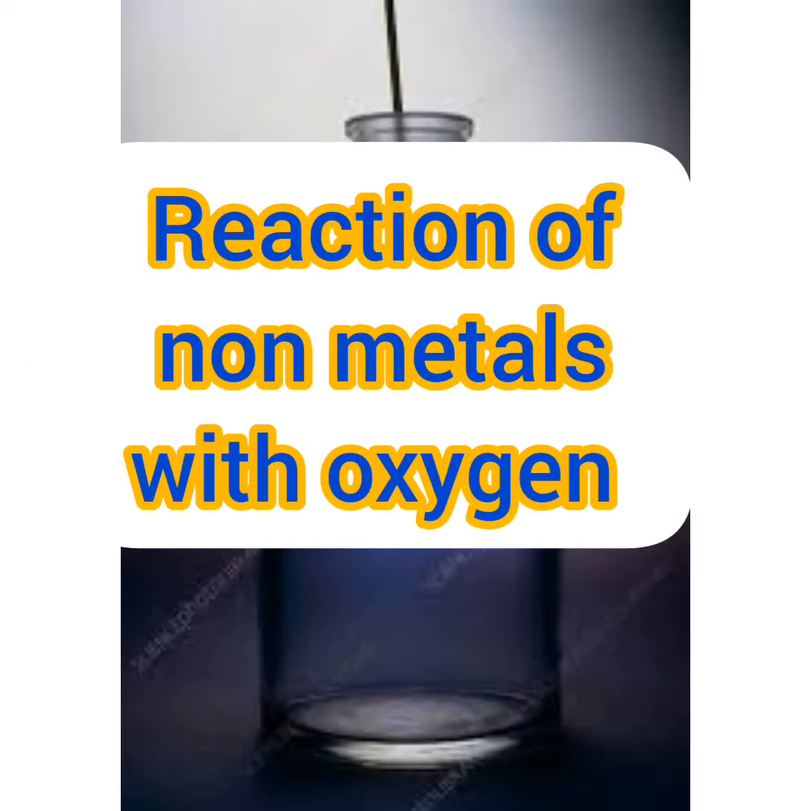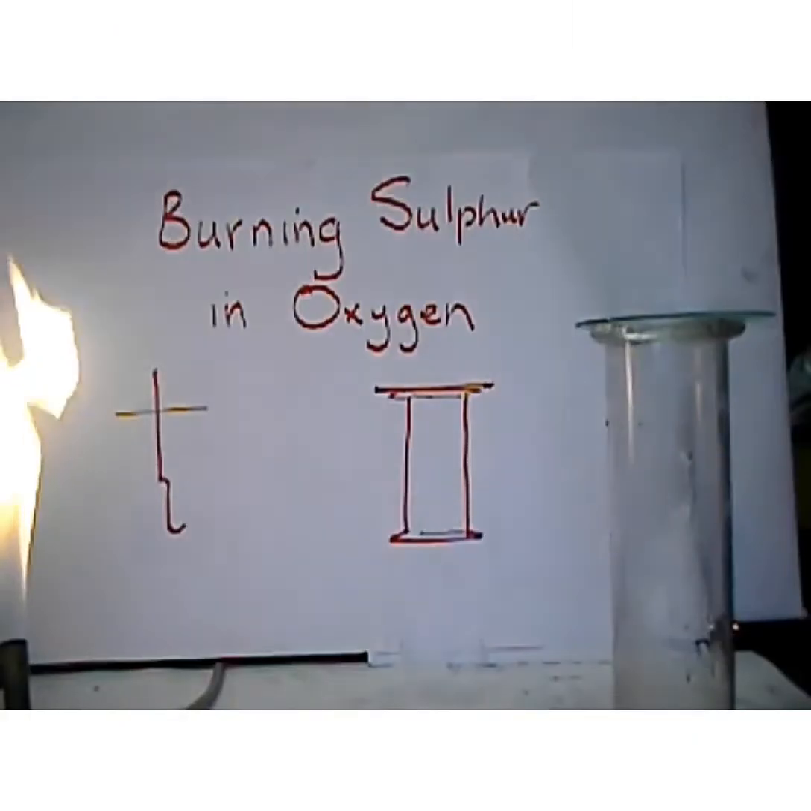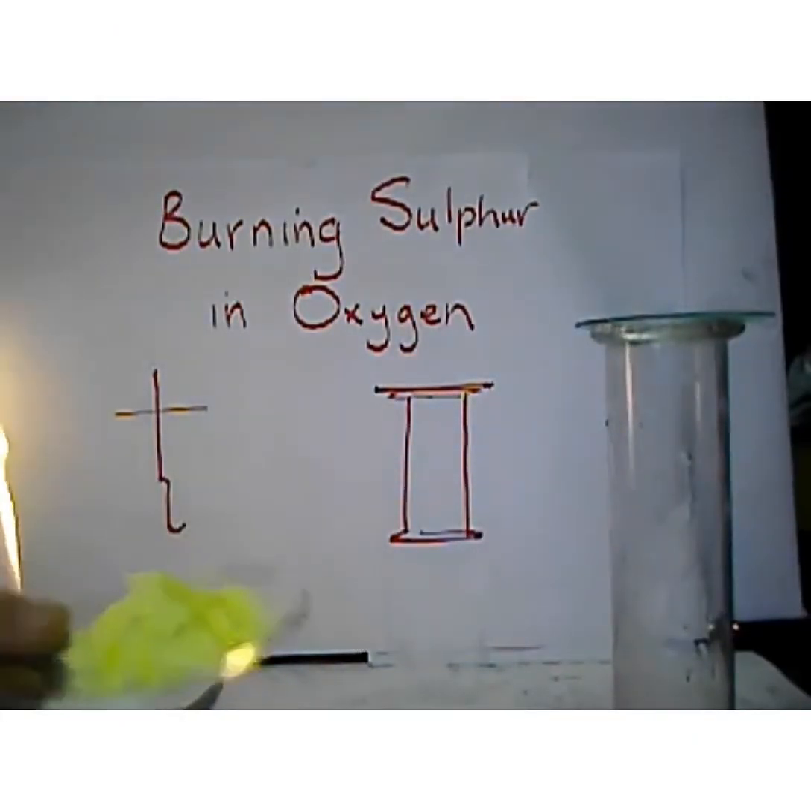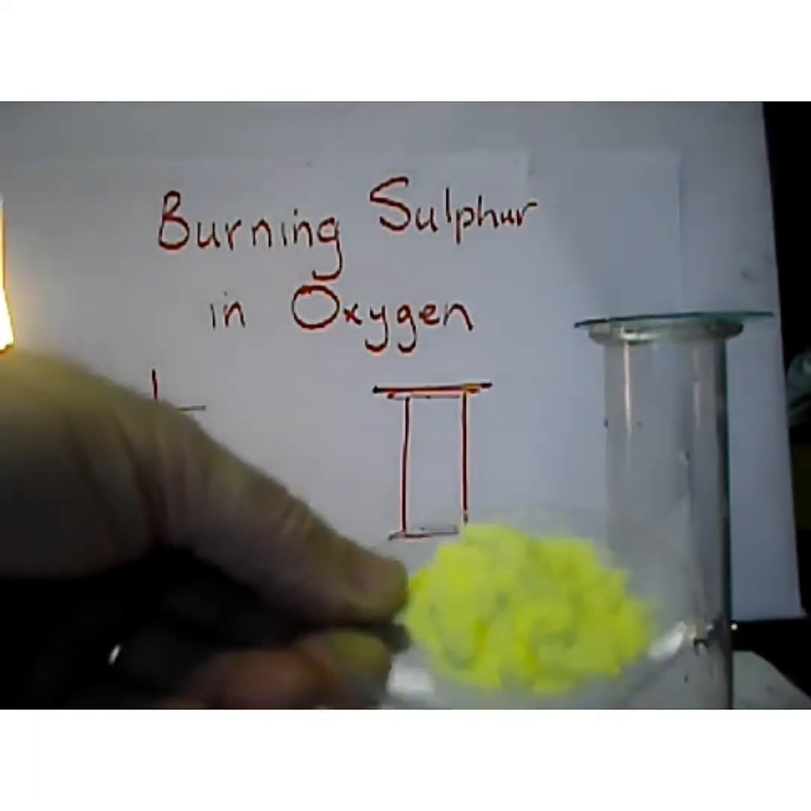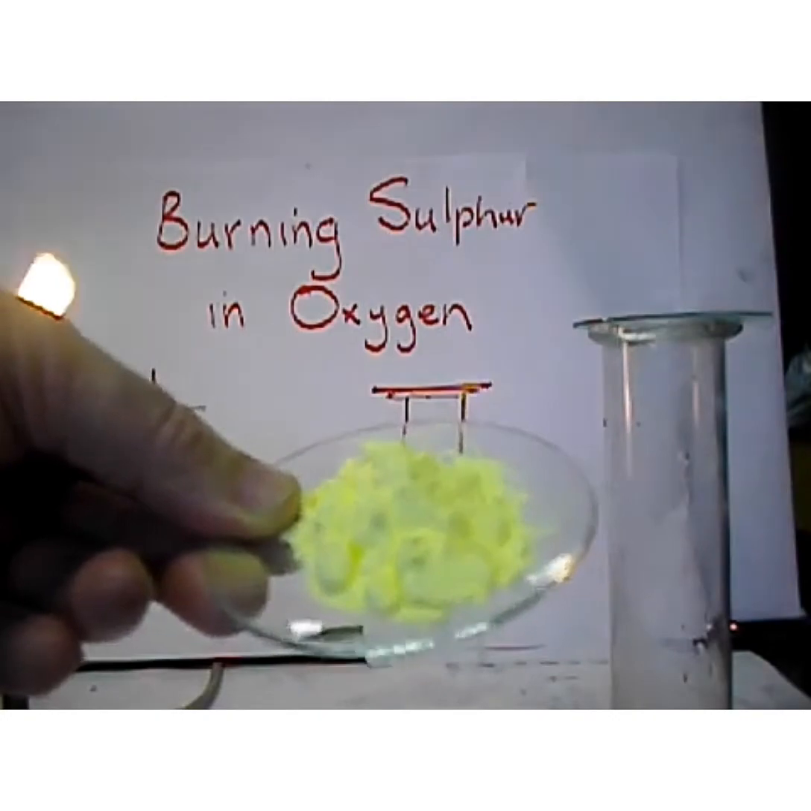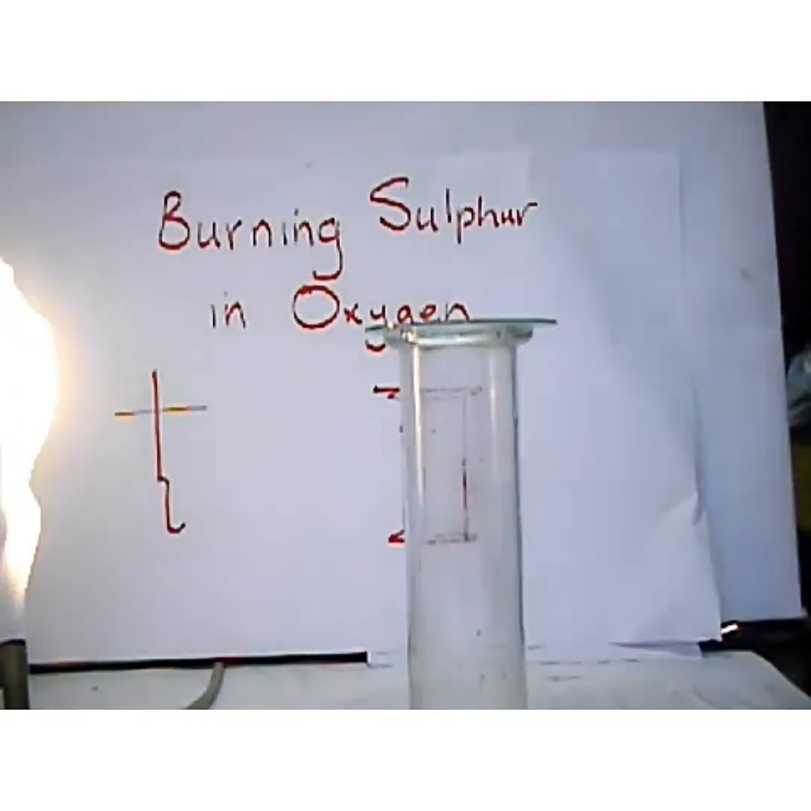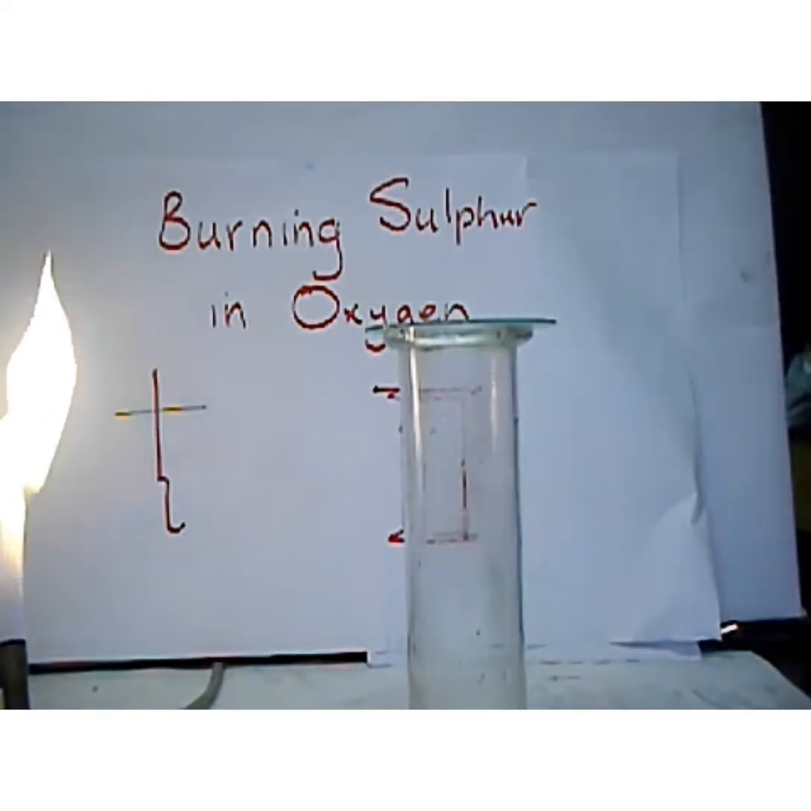Reaction of nonmetals with oxygen. We can see the burning of sulfur. Burning sulfur in pure oxygen. This is what sulfur looks like. Sulfur is a bright yellow powder. And in this gas jar here, I have oxygen. Oxygen is a colorless, clear gas.